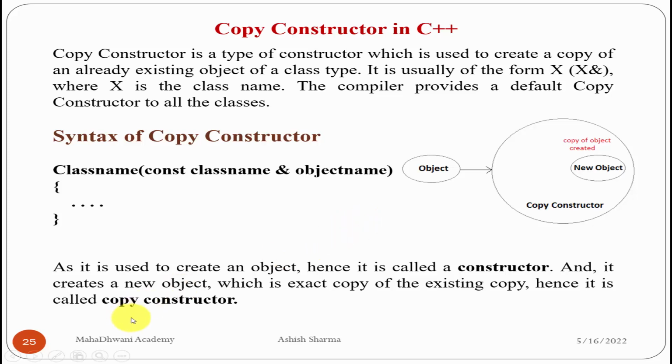So here we have written the same. As it is used to create an object, hence it is called a constructor, and it creates a new object which is an exact copy of the existing object, hence it is called a copy constructor. When we just create an exact copy of the object, we use a copy constructor.